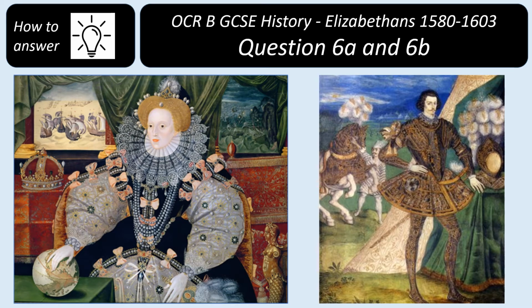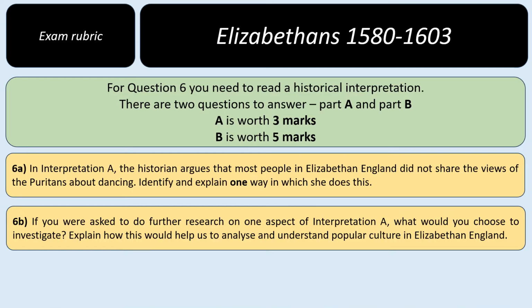Hello there and welcome to this revision video on how to answer question 6A and 6B on the Elizabethans for OCR B GCSE History. So for question 6 you will need to read a historical interpretation, and there are two questions to answer, a part A and a part B, with part A being worth 3 marks and part B being worth 5 marks.